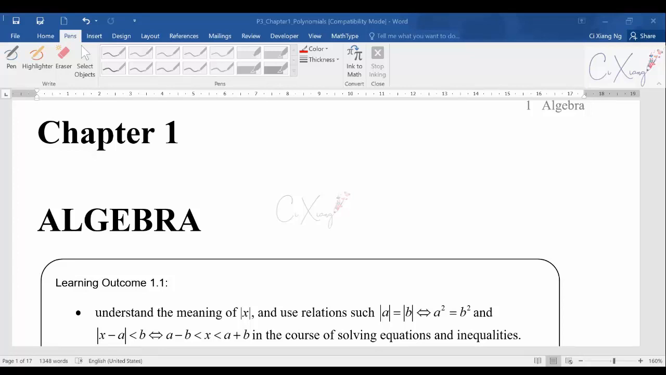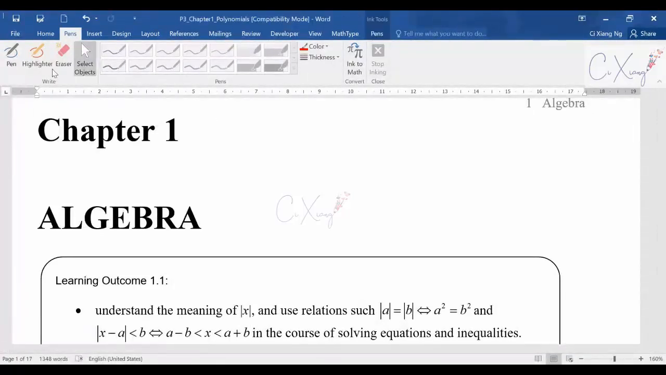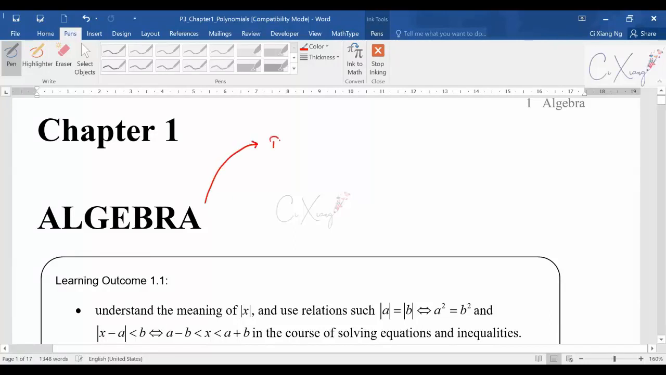Try to complete some very basic exercises first before you proceed to the past year. For this, we are going to have chapter 1, which is about algebra. This chapter 1 is actually quite long because it consists of 4 parts. The first part is the modulus function.